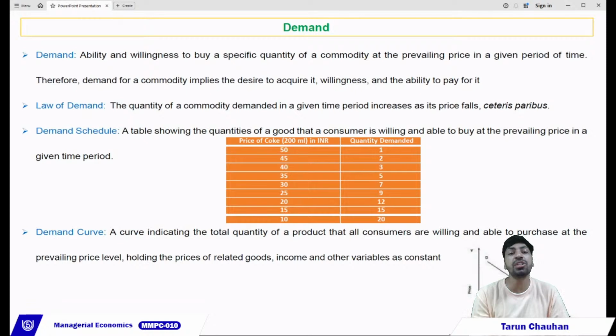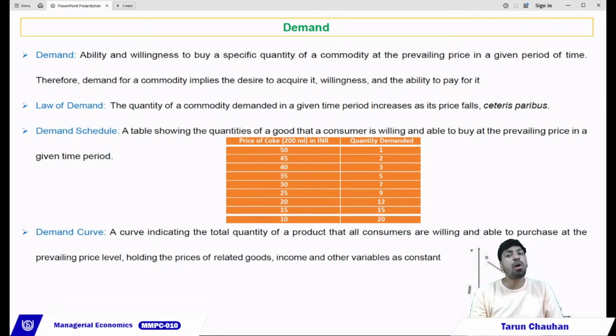If these three conditions are not fulfilled, there is no demand from any consumer. So if a consumer has a natural desire, a willingness to pay, and an ability to pay a specific price for a product, that's called demand. When we talk about demand, there are three main conditions: natural desire, willingness to pay, and ability to pay.